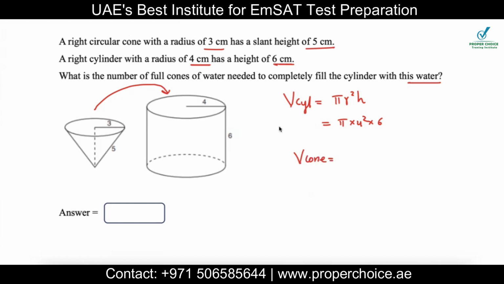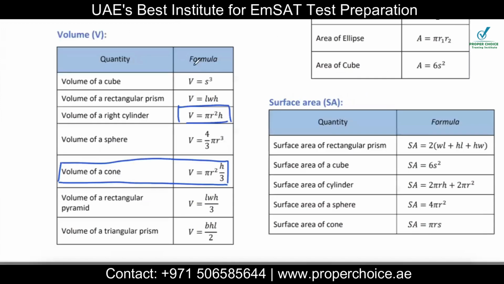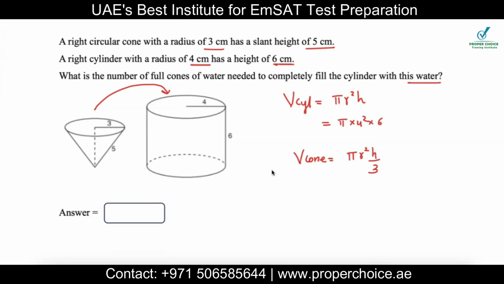Okay. What is the volume of a cone? As we just saw, pi r square h by 3. This pi r square h by 3 is the volume of the cone. Now what do we know? The radius of the cone is known, the slant height of the cone is known, but we don't know the height of the cone. So you can find the height of the cone by using the Pythagorean rule.